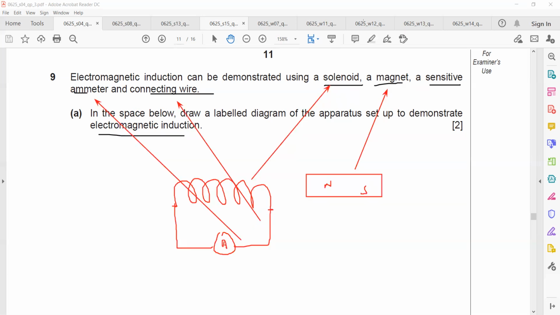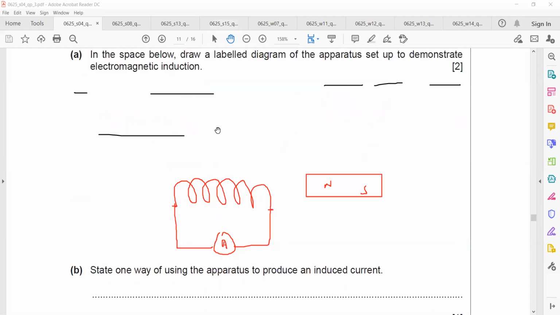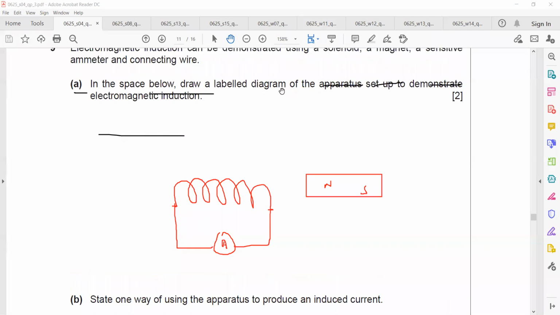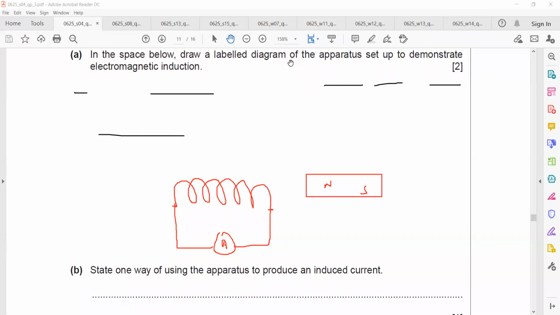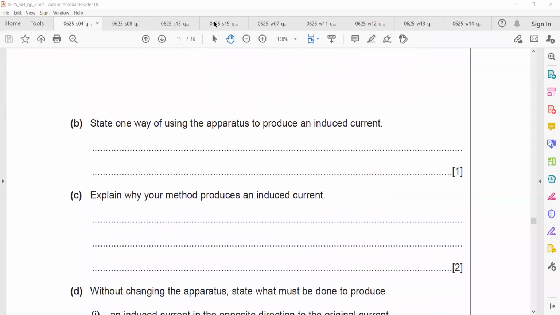Now the question is: state one way of using the apparatus to produce current. How can I produce a current from this apparatus? What should I do to produce a current from the apparatus which I drew here? I drew a solenoid, an ammeter, and a magnet.